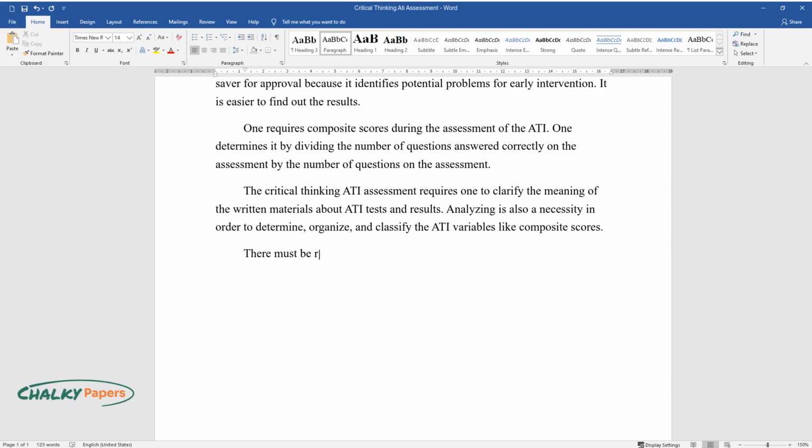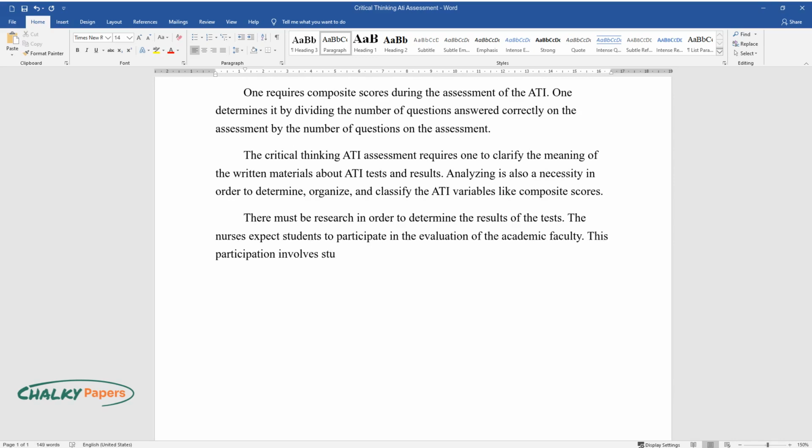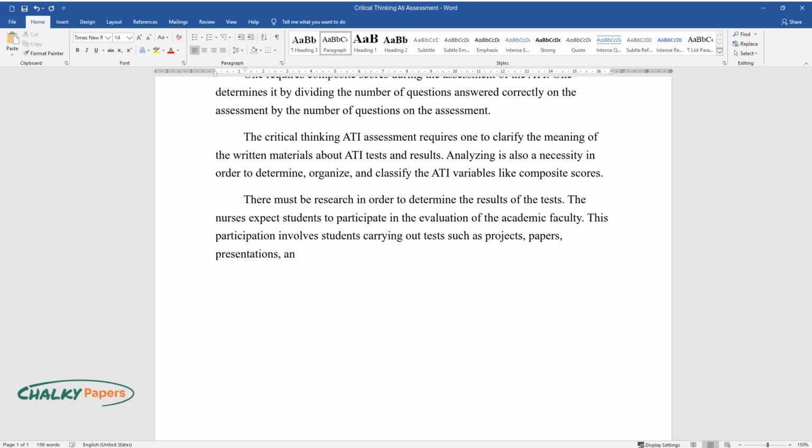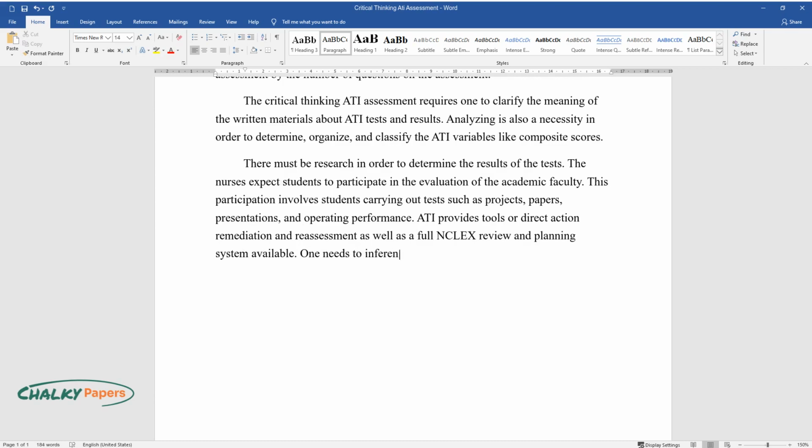There must be research in order to determine the results of the tests. The nurses expect students to participate in the evaluation of the academic faculty. This participation involves students carrying out tests such as projects, papers, presentations, and operating performance. ATI provides tools for direct action remediation and reassessment as well as a full NCLEX review and planning system available.